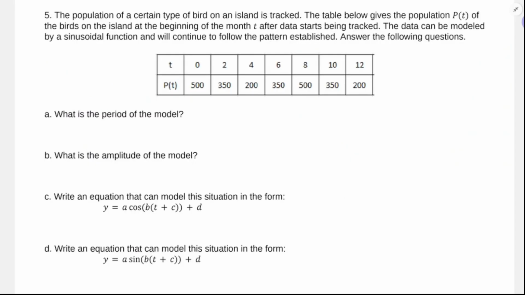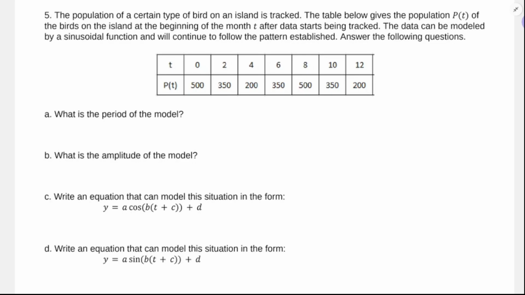All right, next we've got one that's giving us a table. That's something different. The population of a certain type of bird on an island is tracked. The table below gives the population P of T at the beginning of the month after data starts being tracked. Data can be modeled by a sinusoidal function and will continue to follow the pattern established to answer the following questions. Okay, so what is the period of the model?